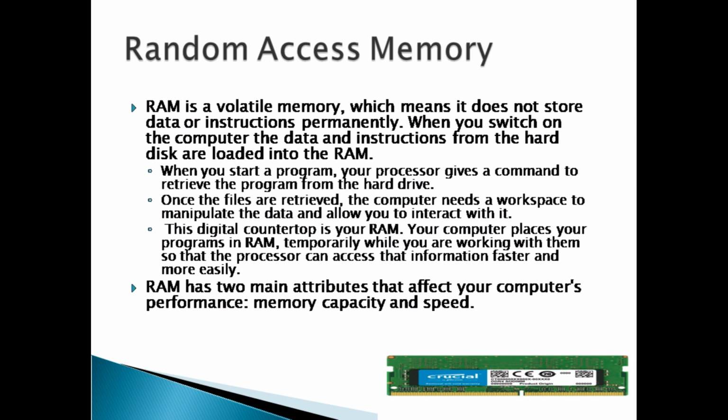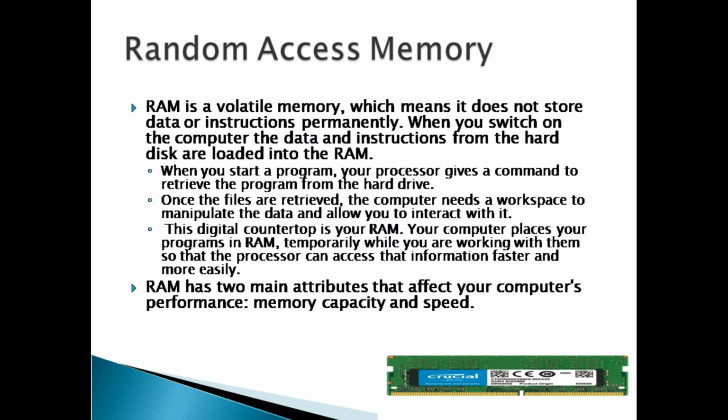Random access memory is a volatile memory, which means it does not store data or instructions permanently. When you switch on the computer, the data and instructions from the hard disk are loaded into the RAM. That is, when you start a program, your processor gives a command to retrieve the program from the hard disk. Once the files are retrieved, the computer needs a workspace to manipulate the data and allow you to interact with it. This digital countertop is your RAM.